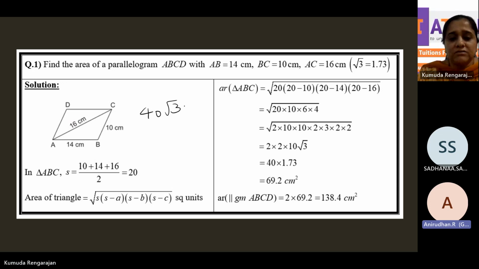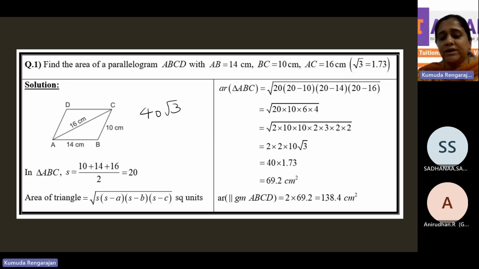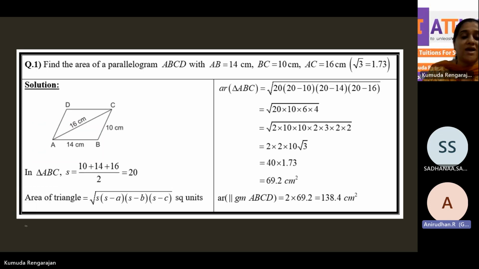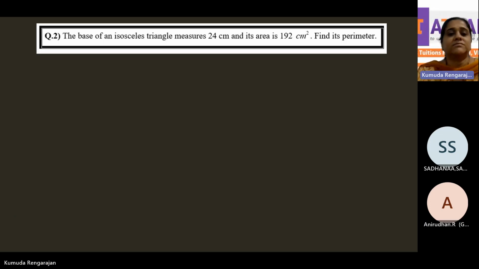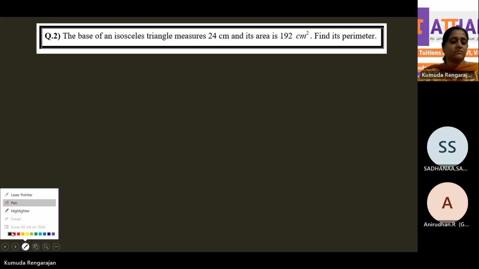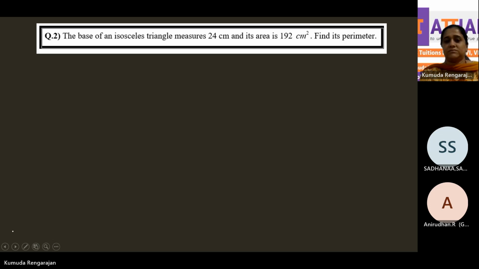Last 3 steps I would do. I did that only, ma'am. No, then how can you get 128? It's 138. Ma'am, I told 138, not 128. Oh, okay, okay. Very good, very good. Okay, fine. Write on the question.